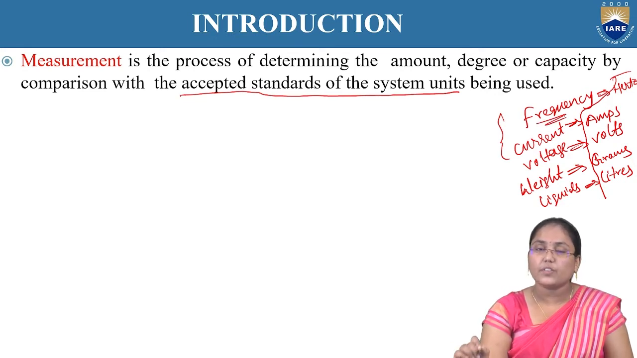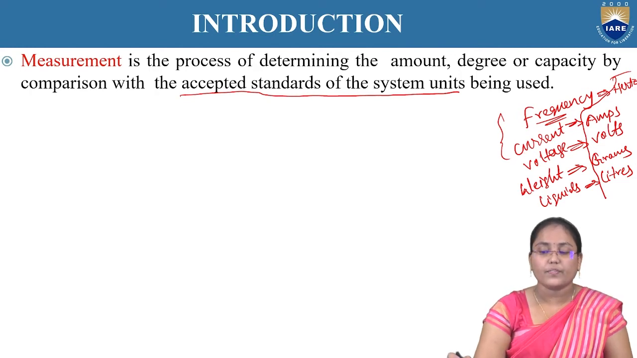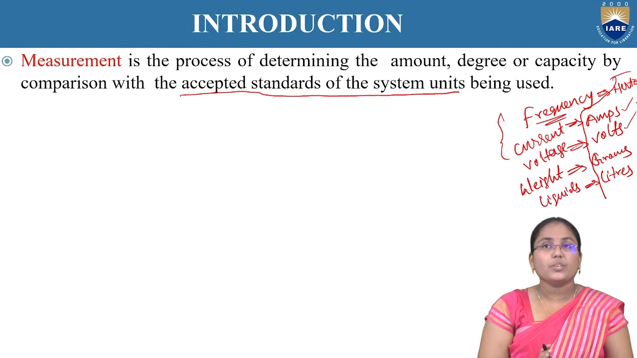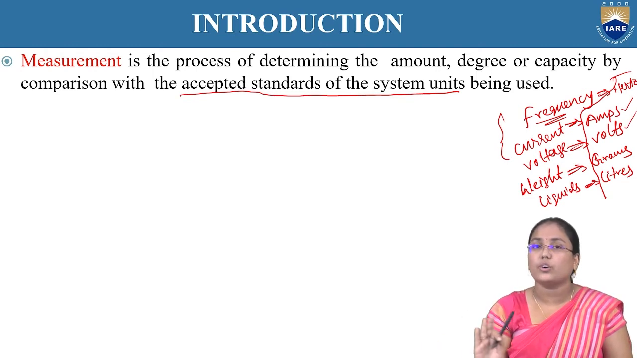Whenever we measure the frequency, it has to be in hertz only. Whenever we measure the current, its standard unit is amperes. And whenever we measure voltage, its standard unit is volt. Measurement is the process of determining an amount, degree or capacity, like we are measuring a particular quantity, but in comparison with the accepted standards of the system units. That is, with respect to the accepted standards of system units only we are going to measure them.